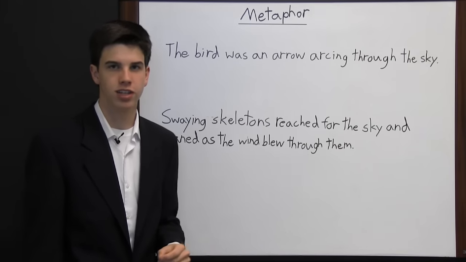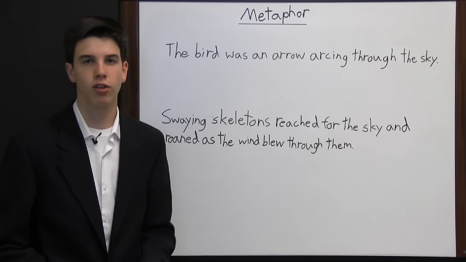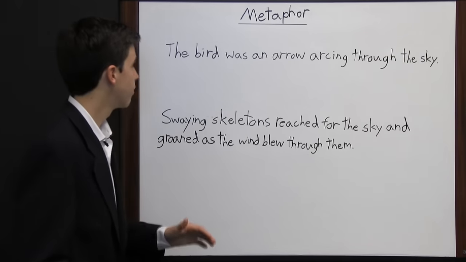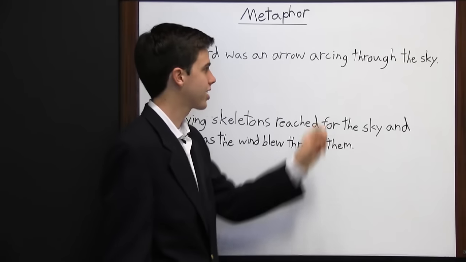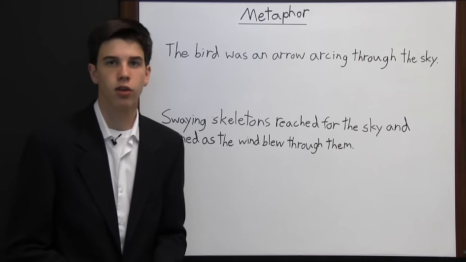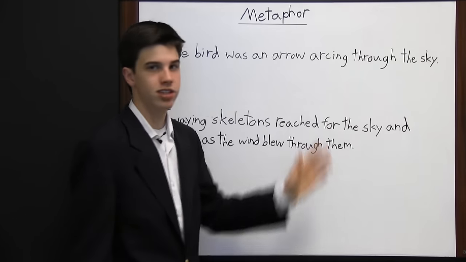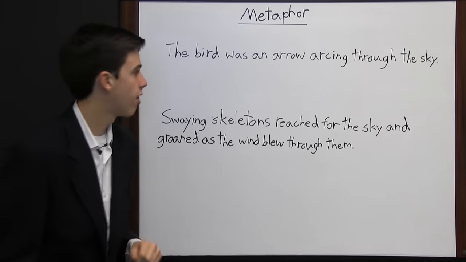But that's not very interesting. That doesn't evoke emotion on the part of the reader. So instead, in this case, the author chose to use a metaphor, saying the bird was like an arrow arcing through the sky, and because of that, the reader can conclude that the bird must have flown swiftly and then bent through the sky, maybe going up and then coming back down.